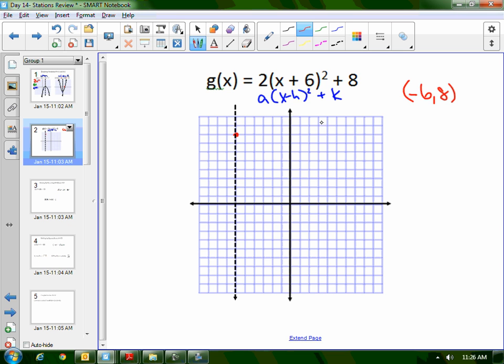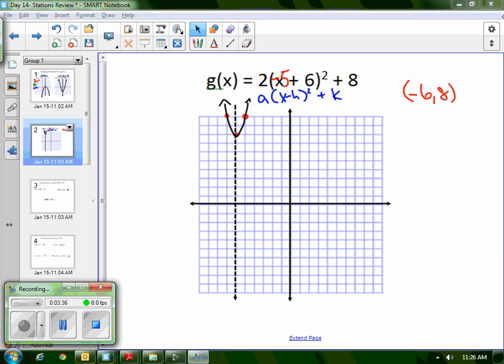If I plug in negative 5, you get 1 squared, 2 times 1 is 2, add 8, you get 10, so negative 5 is here at 10, and then for this problem, I'm only going to be able to fit 3 on this grid, so something like that. And that is all the ways that we have graphed a quadratic.